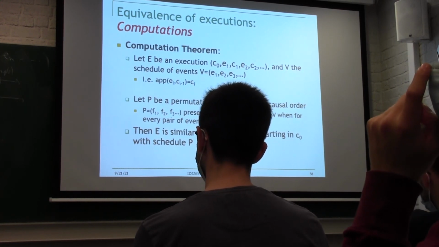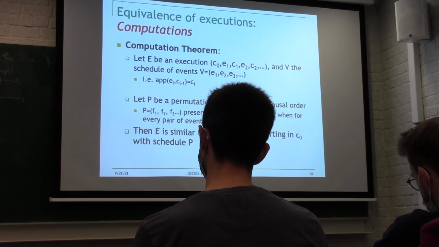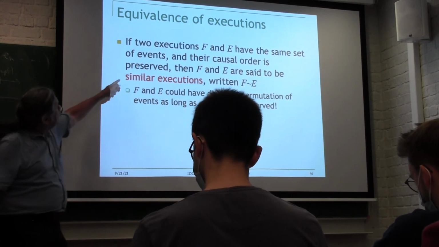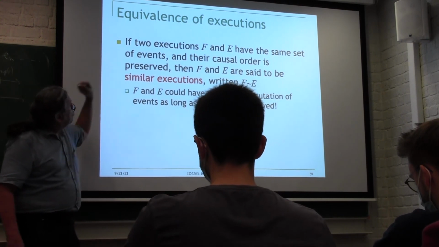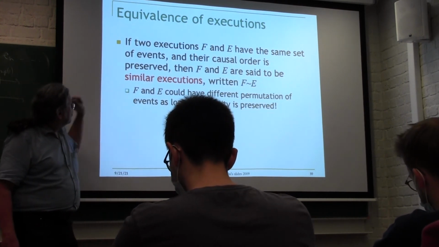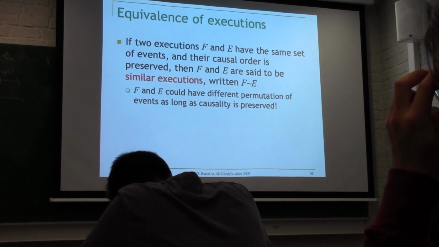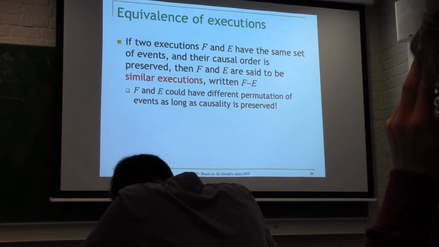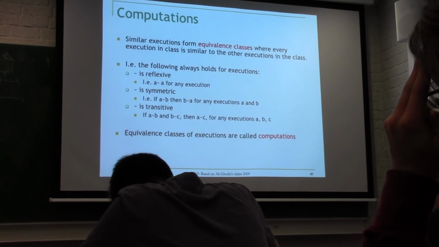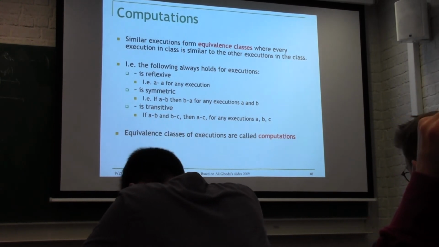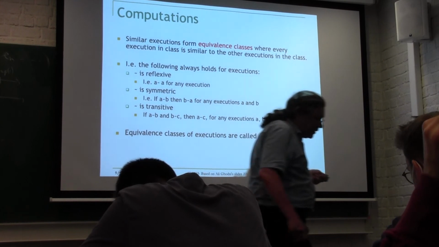And there are many of them. As long as causal order is preserved, they're similar. If 2 executions have the same set of events and causal order is preserved, then the 2 are similar. They could have different permutations. So as long as causality is preserved, they're similar. But what does that mean also? So mathematically, we can actually say that similar executions form an equivalence class.